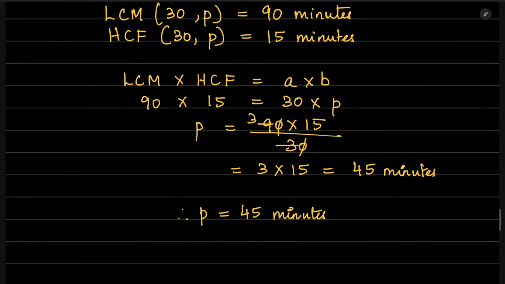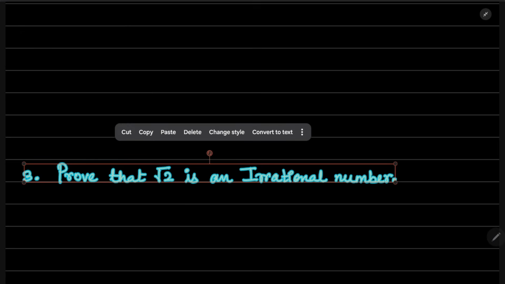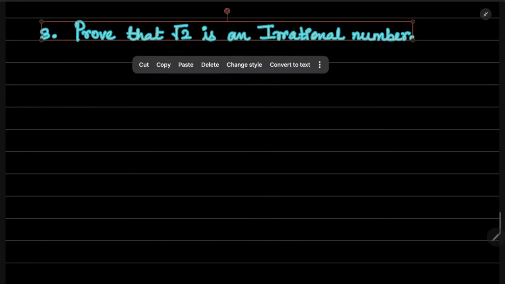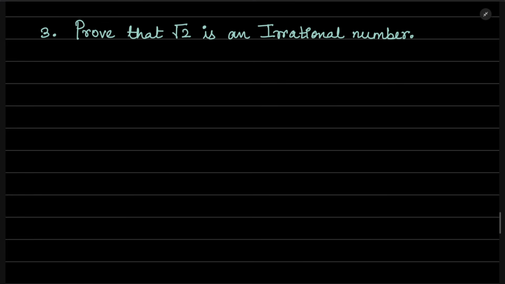Let's move on to the next question. You have to prove that root 2 is an irrational number. This is a very frequently asked question. Let's learn it using a method called the contradiction method. Do it with me. In place of root 2, even if you are asked root 3, root 5 or root 7, it's going to be the same. So let's do it.